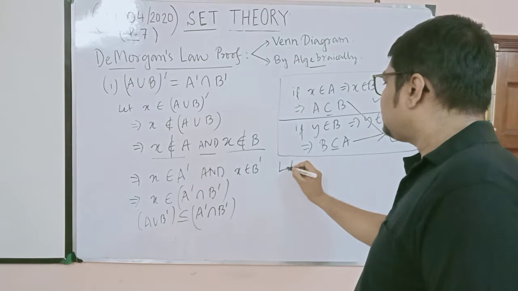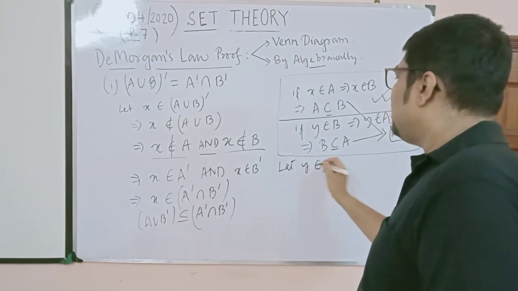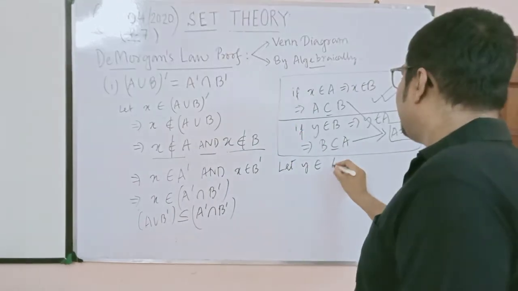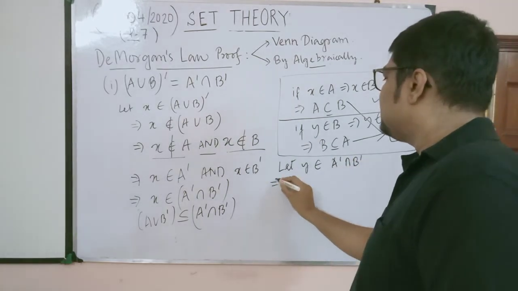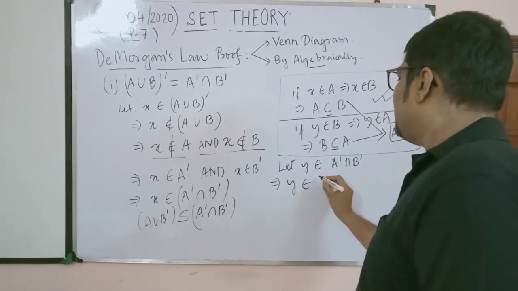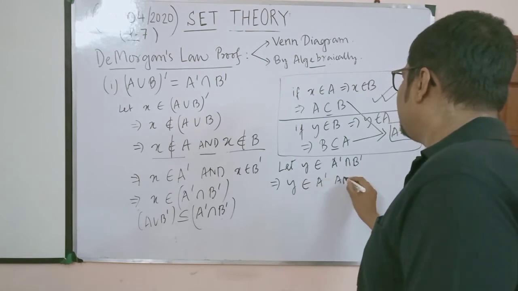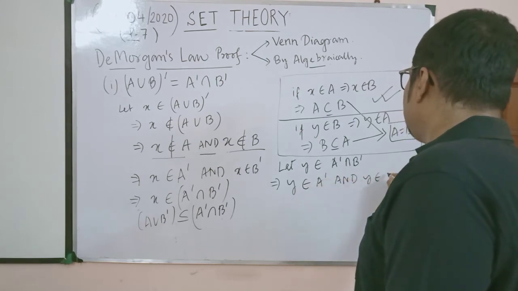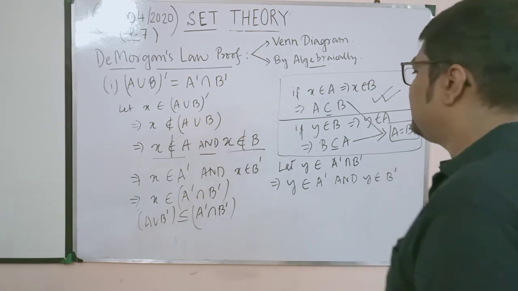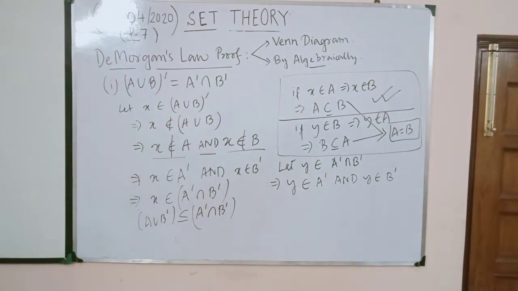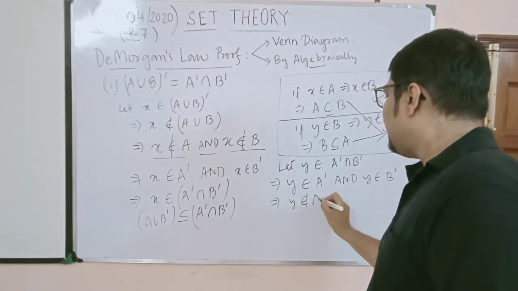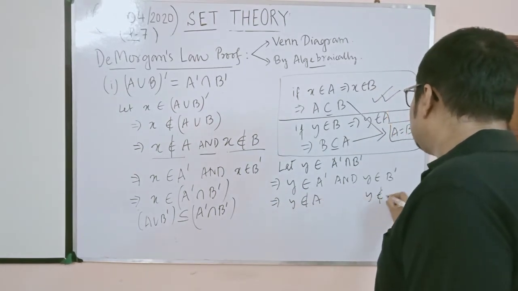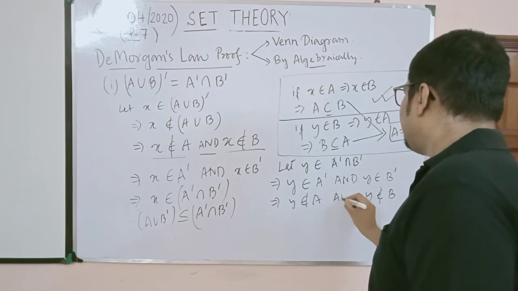Let Y belong to this part, that means A' ∩ B'. That means obviously we write Y belongs to A' and Y belongs to B'. Okay, so next, Y belongs to A' means what? Y does not belong to A and Y does not belong to B, and they are also connected by AND.